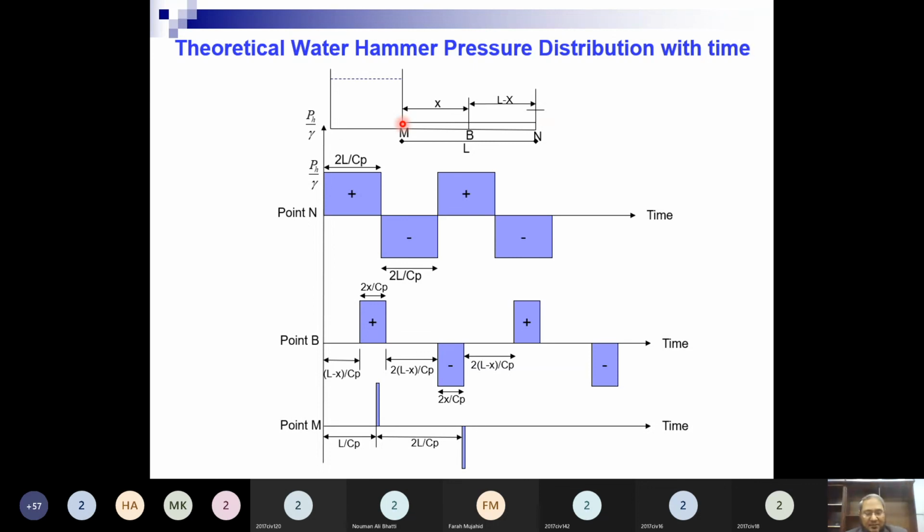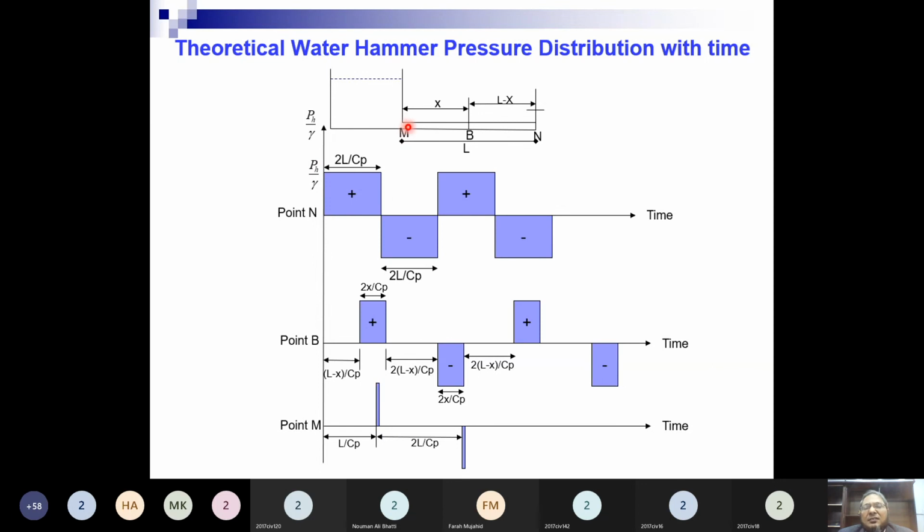Now we have to discuss the pressure head theoretical distribution of hammer pressure head at point M. Time कितना रह गया? अच्छा, this is the distribution of point M. When I will close this valve instantaneously, तो the wave of positive pressure head will move in this direction. तो जनाब कितने वक्त तक यहाँ प्रेशर नहीं होगा up to a distance of L over CP. L over CP के बाद there will be instantaneous rise of the pressure head equal to pH over gamma, and for how long time?